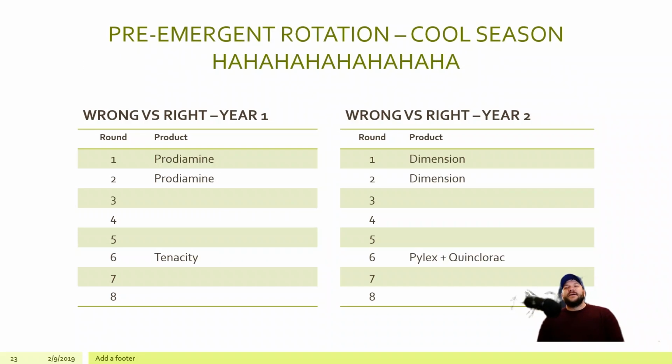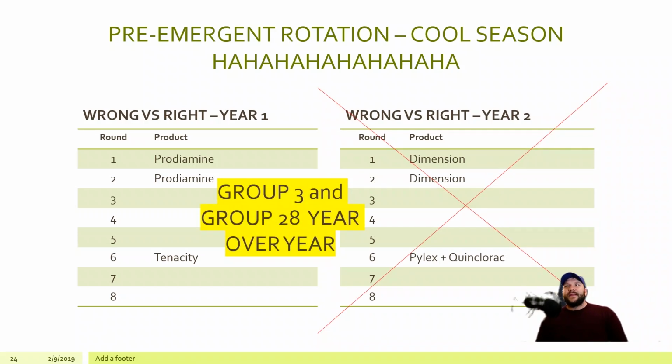Cool season, guys. We are so screwed on cool season because there is not enough technology out there. And I'll give you this example right here. Look, round 1, year 1, prodiamine. Round 2, year 2, dimension. We're switching it up. Round 6, we're putting down tenacity. Round 6, year 2, we're putting down Pylex and quinclorac. That is rotating, right? Wrong.